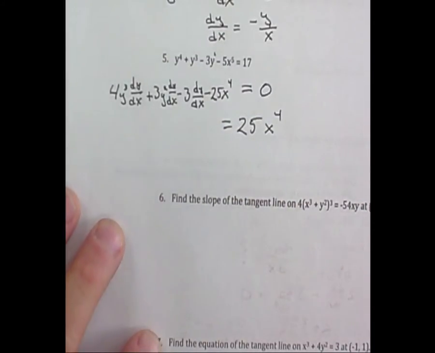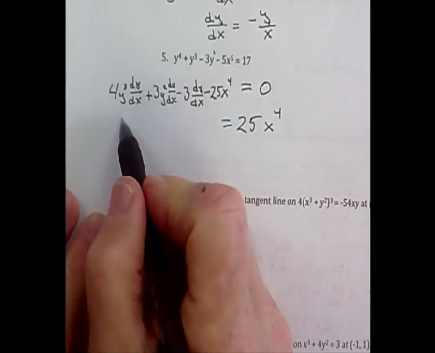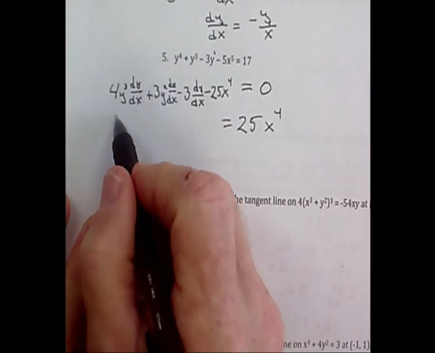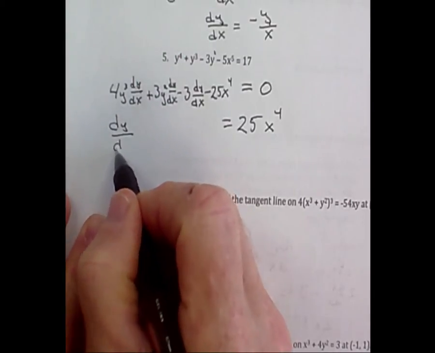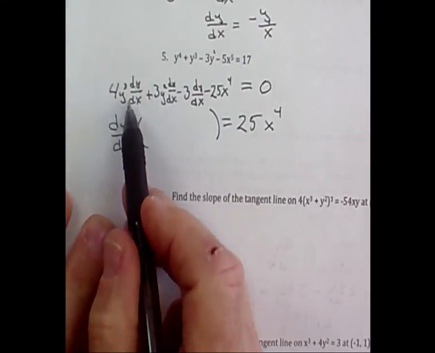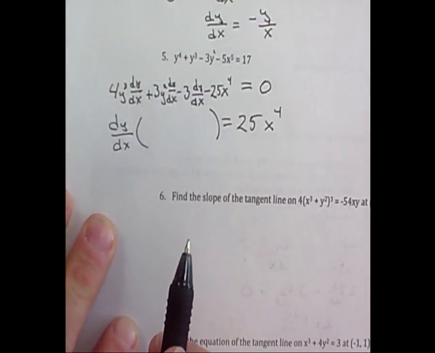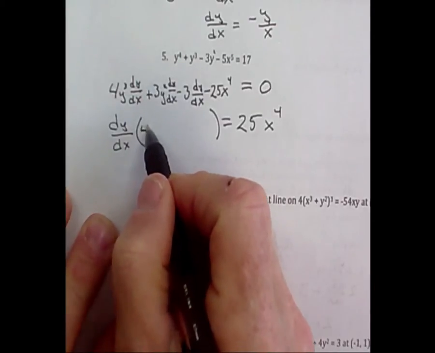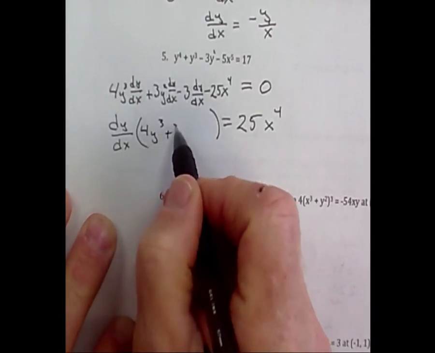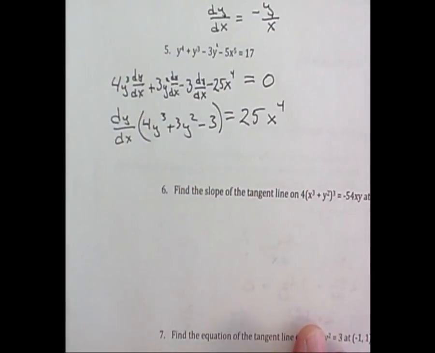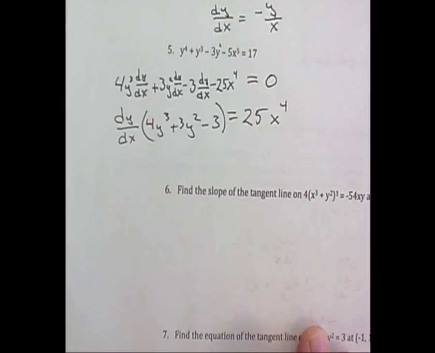Okay? And now you're going to factor out the dy/dx. Is that correct? Okay. So I'm going to have parentheses. Is that right? And I'm going to have 1, 2, 3 terms in there. And what are those 3 terms? 4y cubed, 3y squared, minus 3. Okay, very good. Is that making sense, Austin?